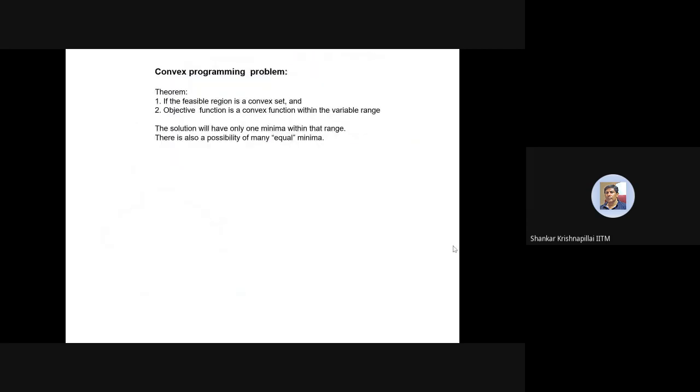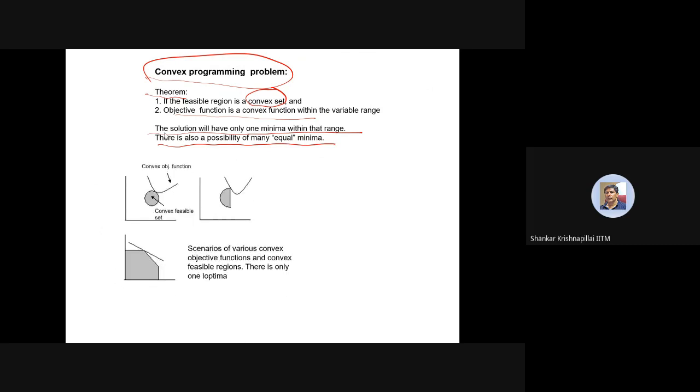After having studied the convexity of the feasible region and the convexity of the objective function, we can understand the meaning of a convex programming problem. It says that if the feasible region is a convex set and the objective function is a convex function within that variable range, then the solution will have only one minimum within that variable range. There is also sometimes the possibility of many equal minima. We'll see various cases here.